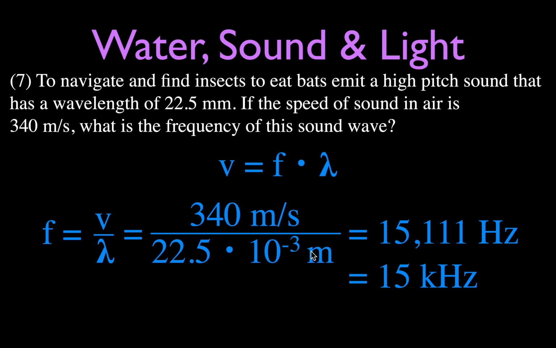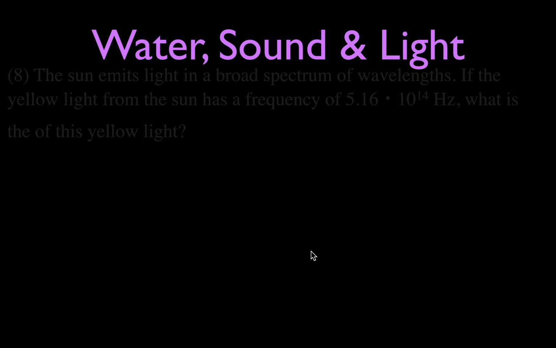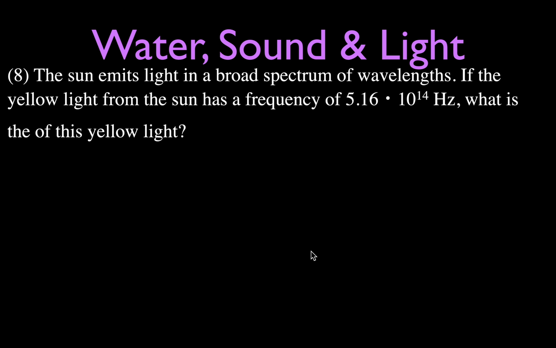Okay, now I think the last one for this section is sunlight. In sunlight, the sun emits a broad spectrum of light all across the electromagnetic spectrum. But let's just say it's going to emit some yellow light. This yellow light has a frequency of 1.6 times 10 to the 14 hertz. And we want to know what is the wavelength of this yellow light?